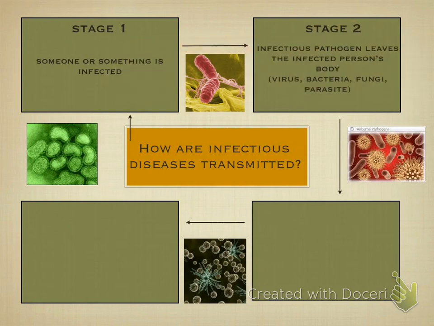And then stage 2, that infectious pathogen then leaves that person's infected body. So how is it going to leave? By the way, a pathogen is a virus, a bacteria, a fungus, a parasite. It could be any of those things we're talking about. But the bottom line is that whatever that is, that pathogen has to leave that person's body. Now, it can leave that person's body in lots of ways. How can it leave their body?